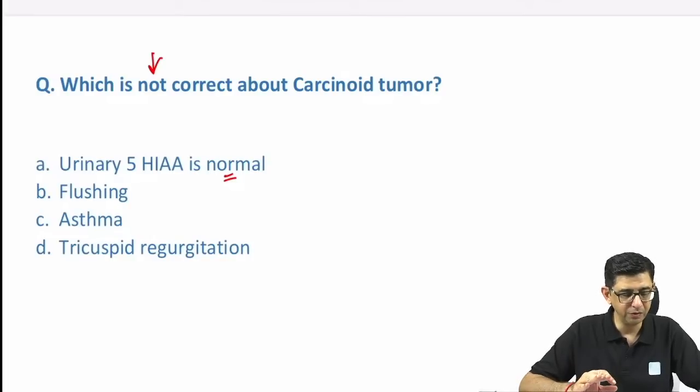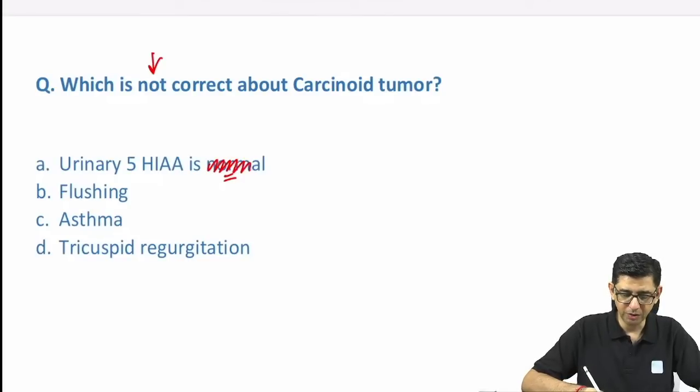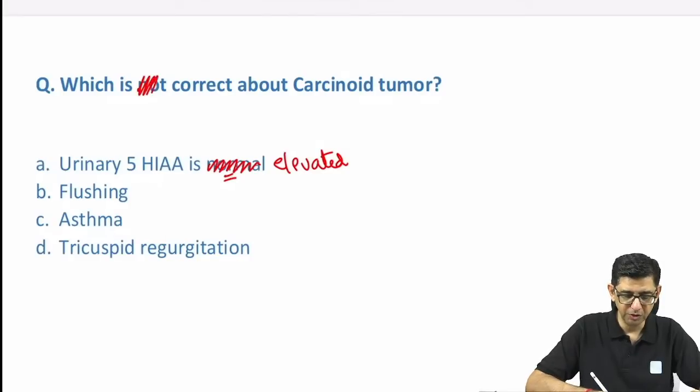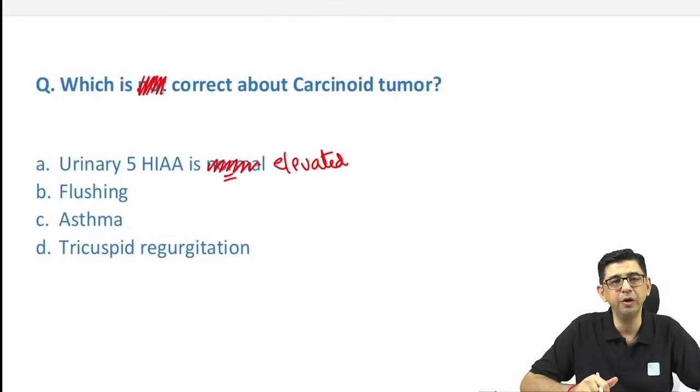It is increased. Okay, elevated 5-HIAA. Fine, got it. So as long as it is elevated 5-HIAA, that is the main test for diagnosis, and the word "not" is not there. Got it. So you ask which is correct about diagnosis of carcinoid tumor, that is urinary 5-HIAA levels being elevated.